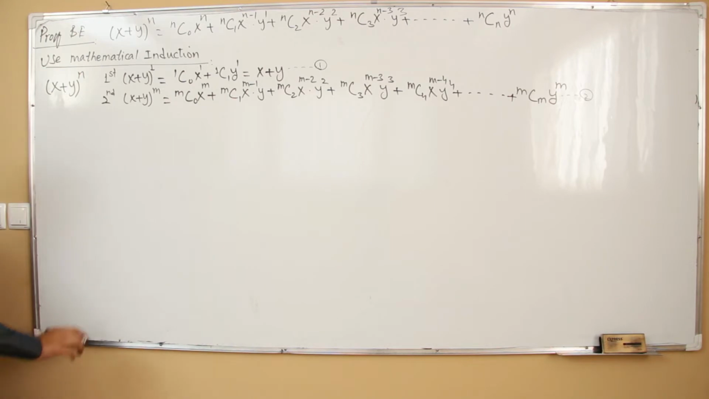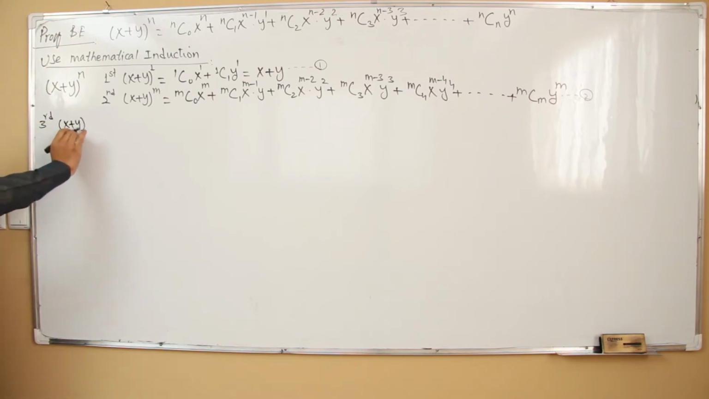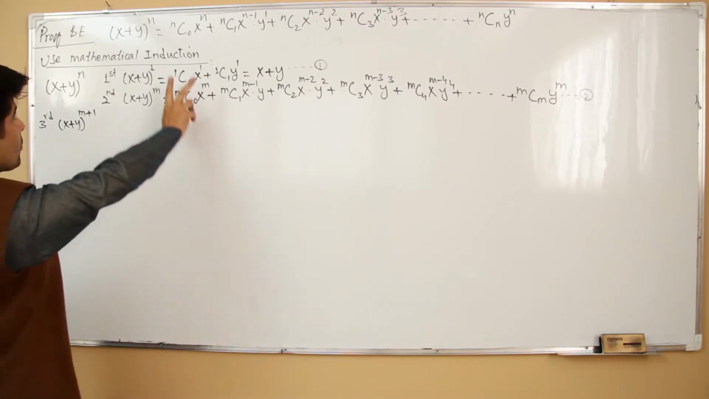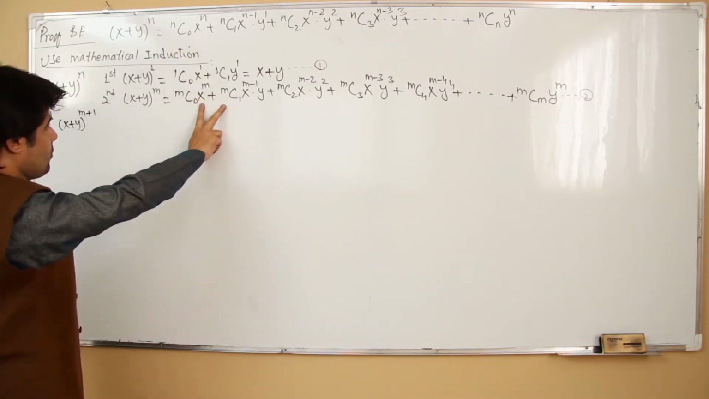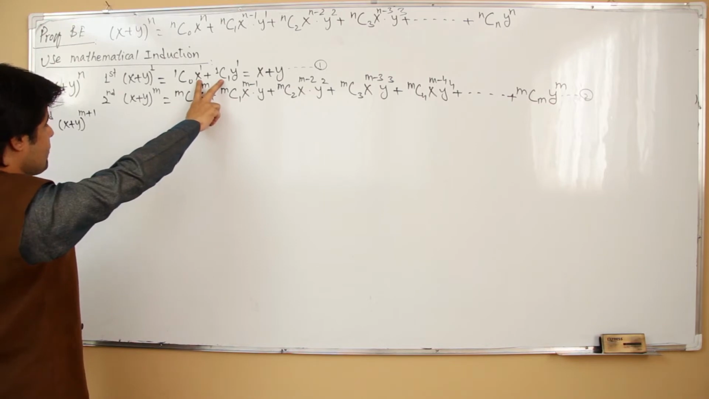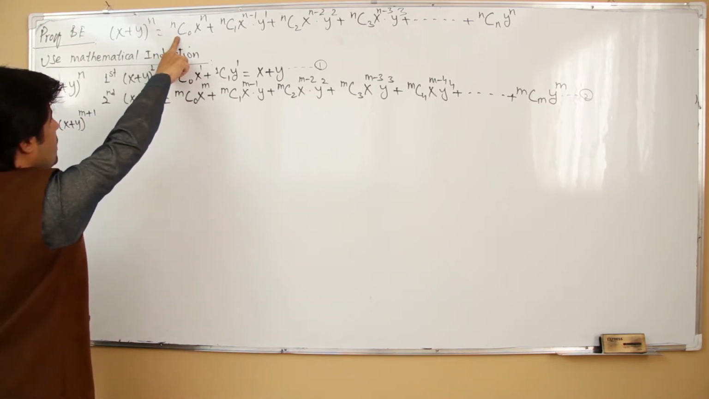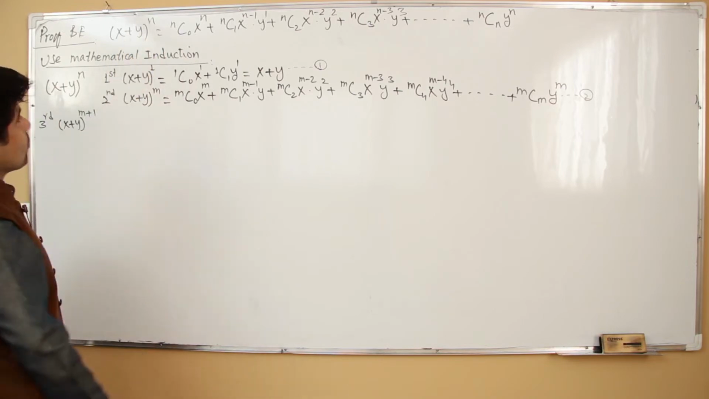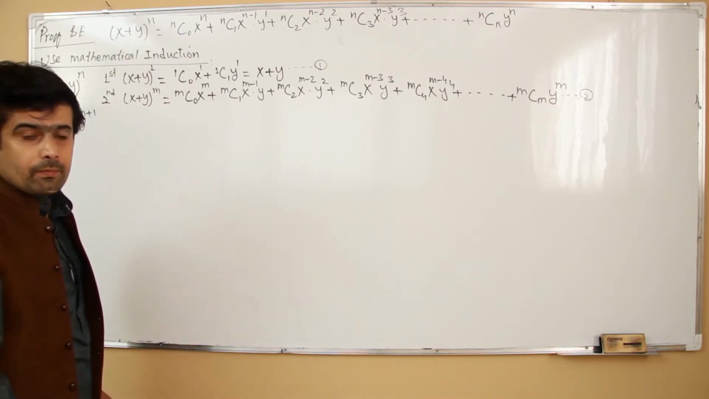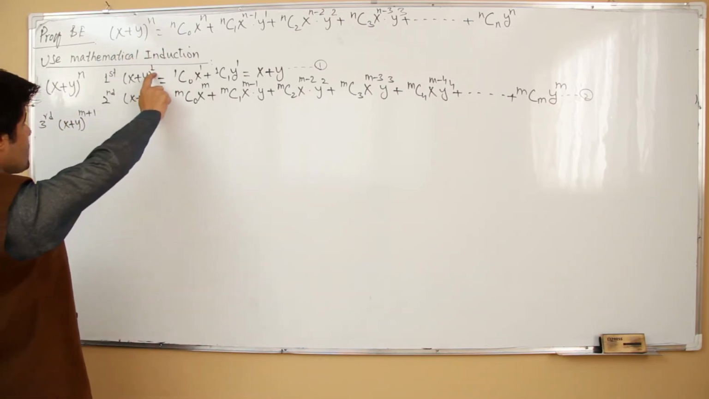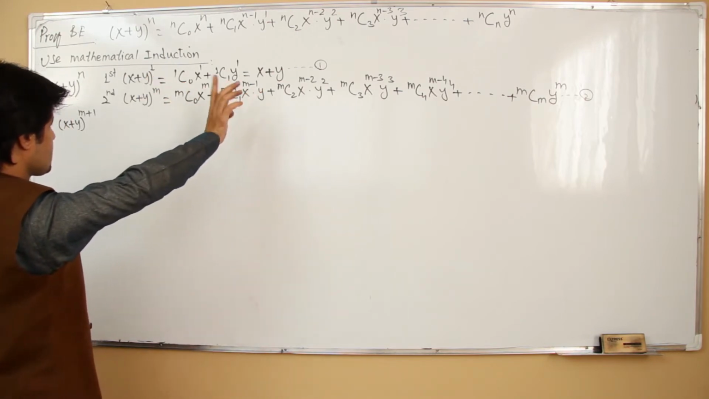I mean, third, you have to find x plus y raised to the power m plus 1. If this formula is defined the same for m plus 1, then this formula is correct for x plus y raised to the power n. I mean, x plus y raised to the power 1, this formula is correct, maybe.